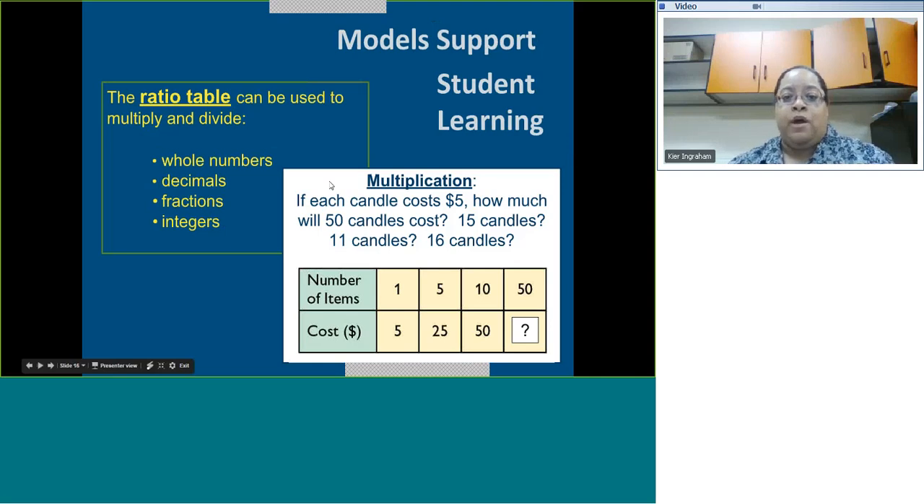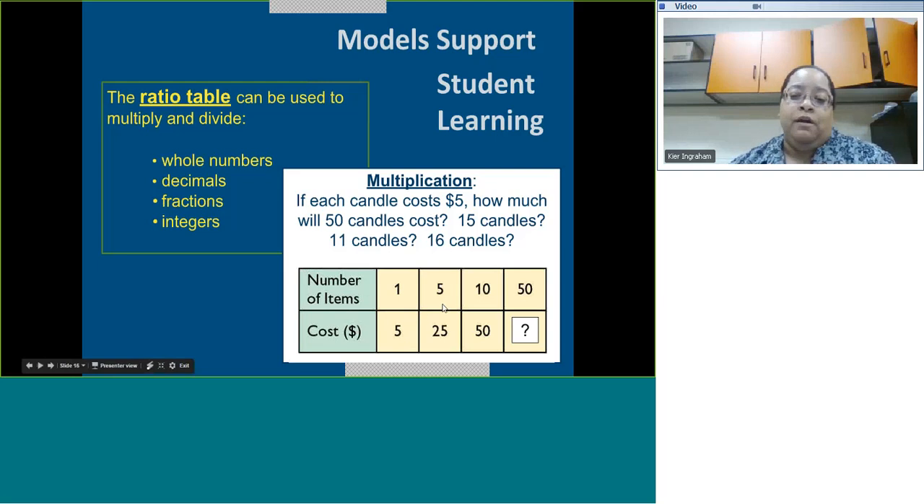So in this one, if each candle costs $5, how much will 50 candles cost? So we know that one candle, and we set up our table, we have them set it up the same way. We could talk about what's dependent on the other, what the X was, Y. There's many things that as a secondary teacher I can lead off of this. But I know that one candle is going to cost $5. So what would 2 candles cost, that kind of thing.